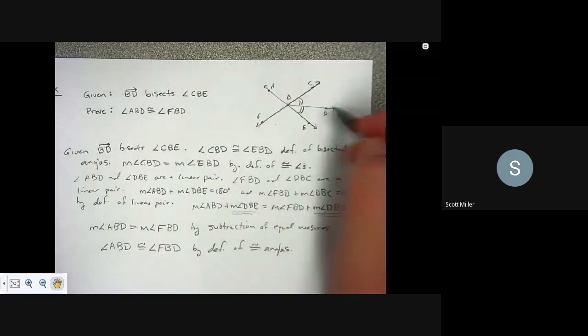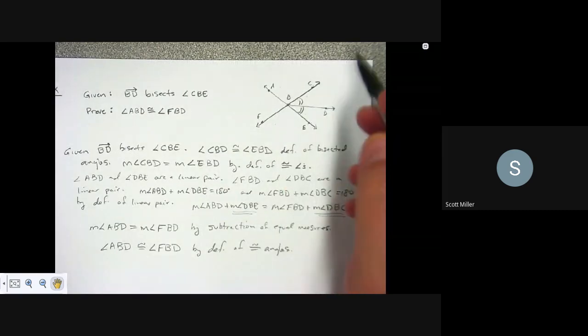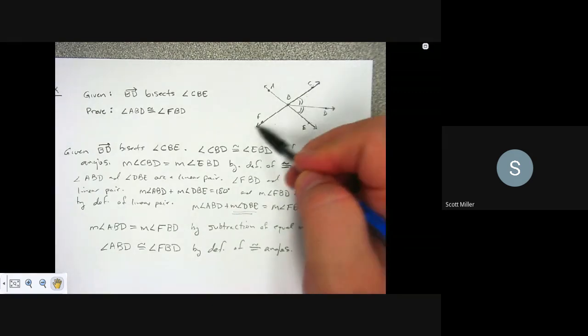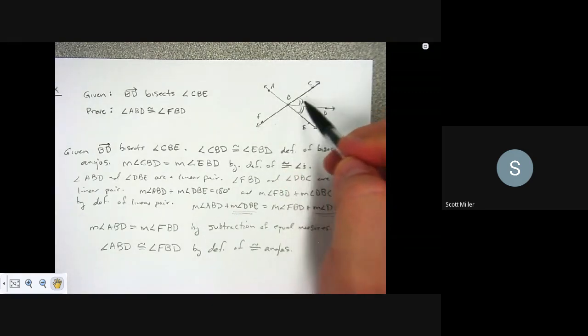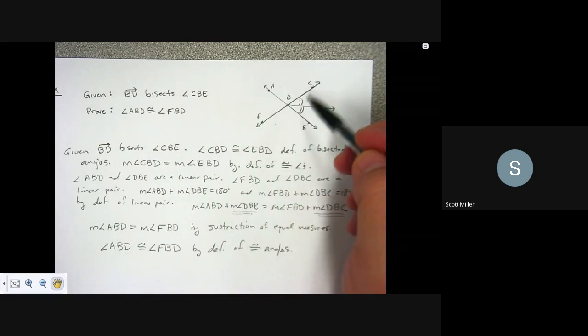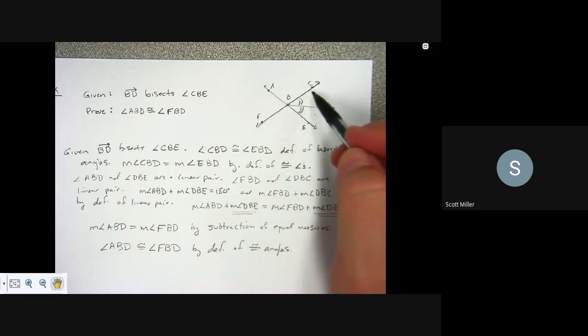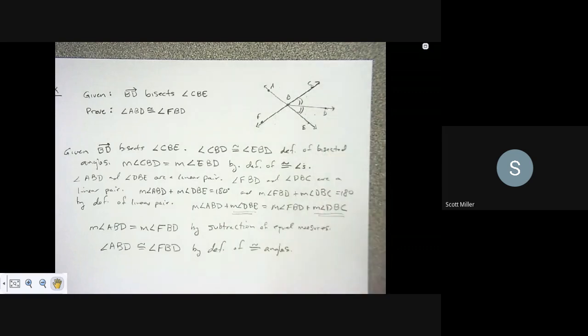So once I understand that's what I'm going to do, okay, how do I get to these angles involved? Well, that's the linear pair. Anytime you have angles that form a line like this, then that's a linear pair. And linear pairs are supplementary. So I have that linear pair and that one, and both of them contain the same angles that I need. And so that's how I got to where I wanted to go.